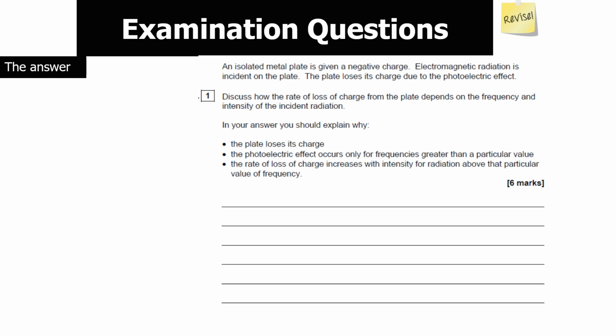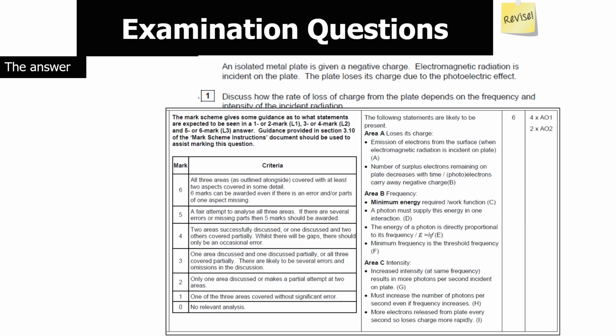Right, it's important to note that in these types of questions you ensure you answer in a coherent order and structure, and answer each bullet point in the question as a separate paragraph. So for the first part, the plate loses its charge because of emission of electrons from the surface when the electromagnetic radiation is incident on the plate. Therefore the number of surplus electrons remaining on the plate will decrease with time, so the negative charge will go down because the electrons emitted carry the negative charge away.